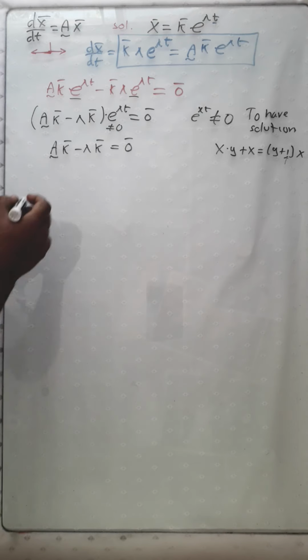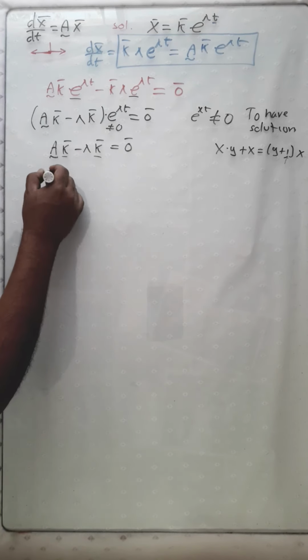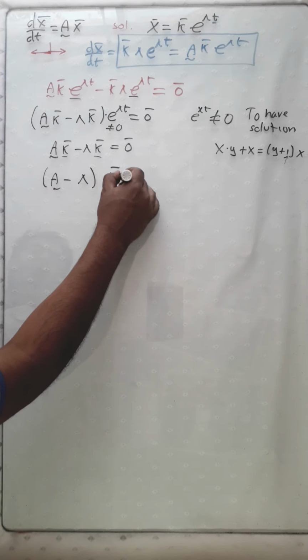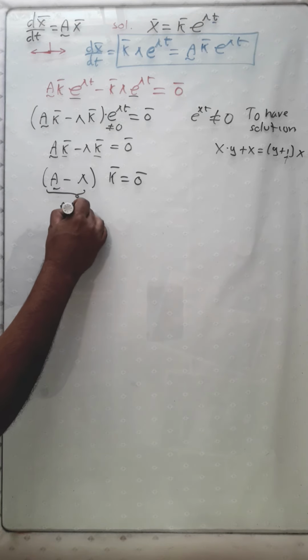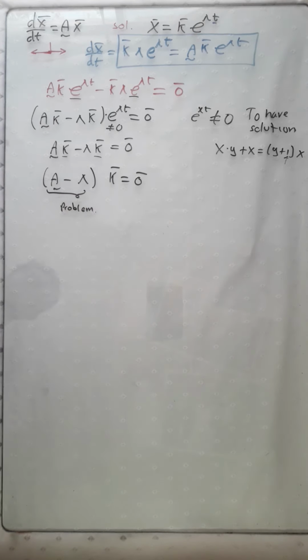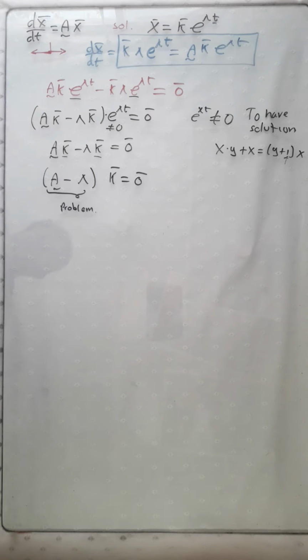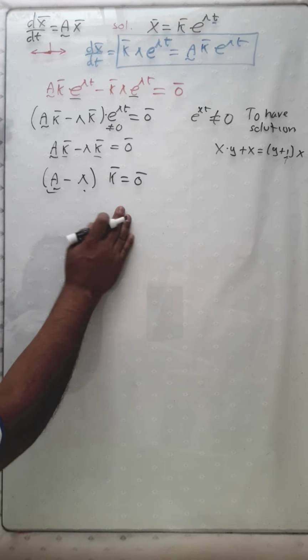Check this out. If we factorize the k vector, because it's the common variable, then we will have A matrix minus lambda, k vector equal to 0 vector. But here we have a problem. Why we have a problem? The A is a matrix and the lambda is a real number. So this operation doesn't exist. Okay, so how do we factorize in matrix algebra?